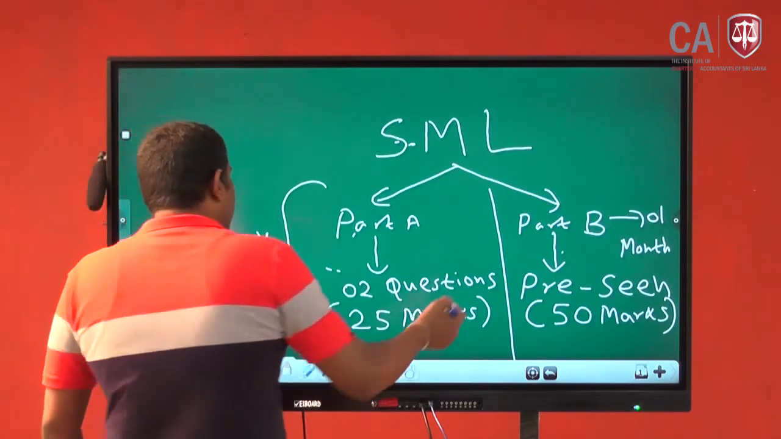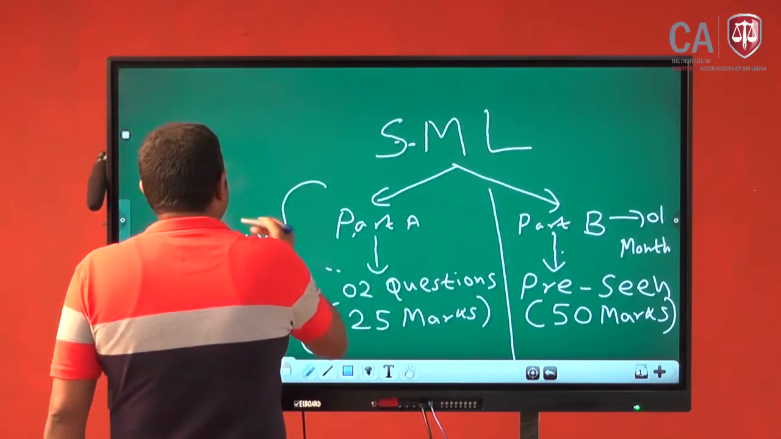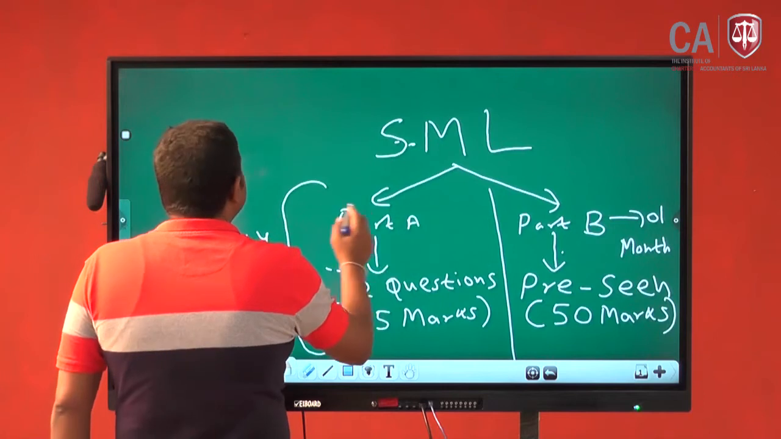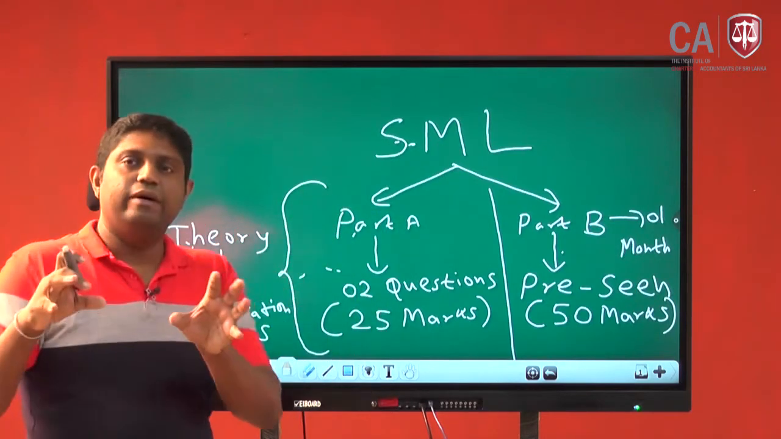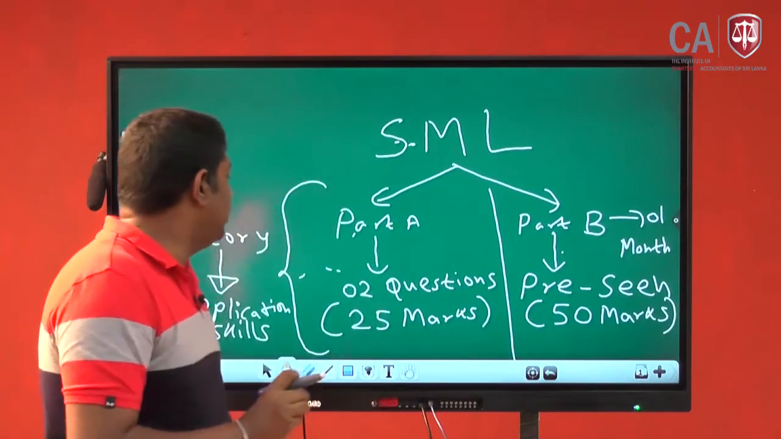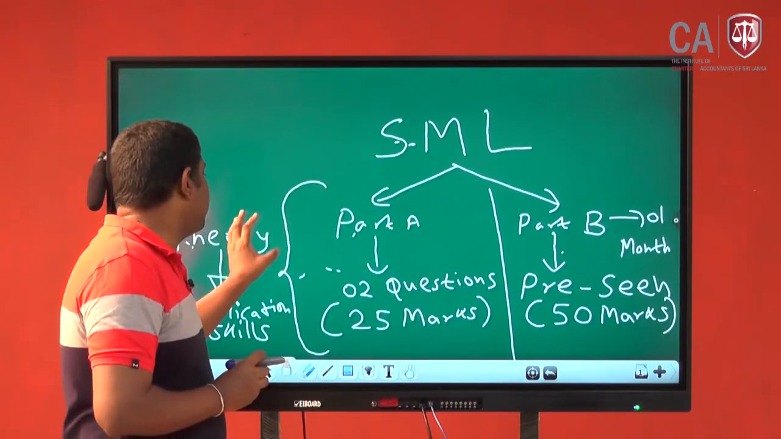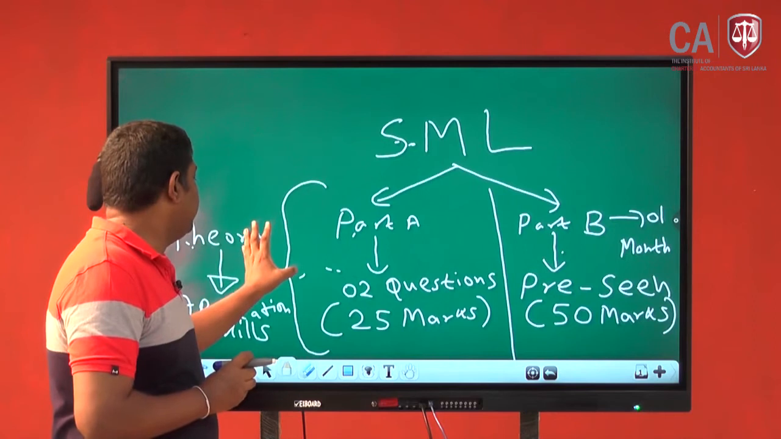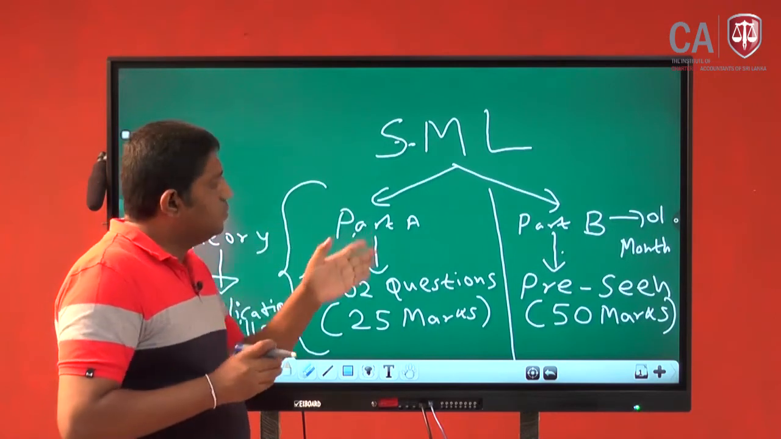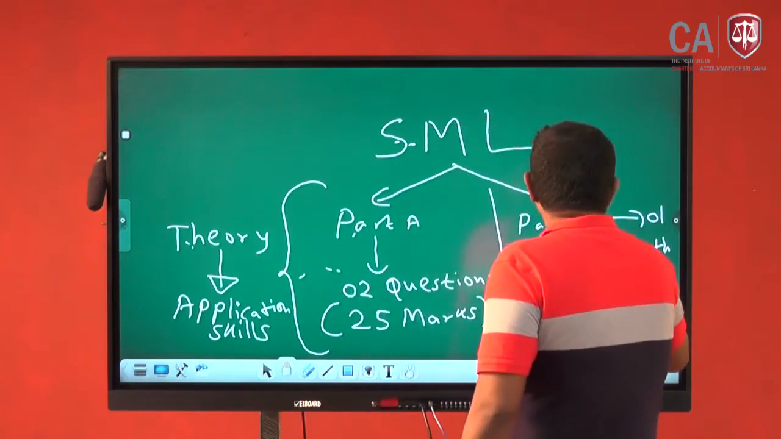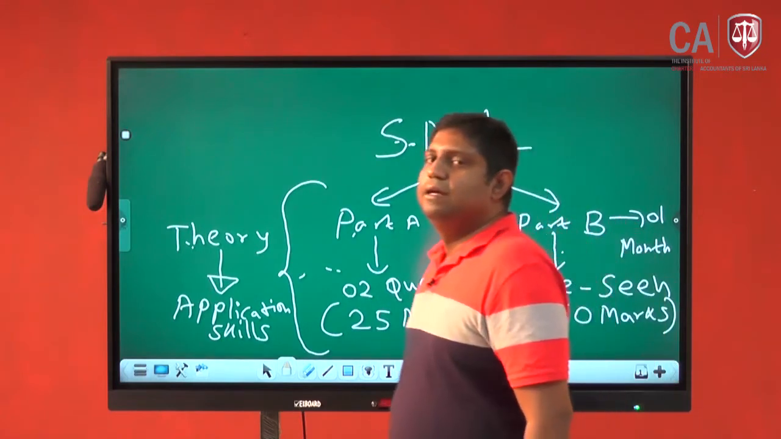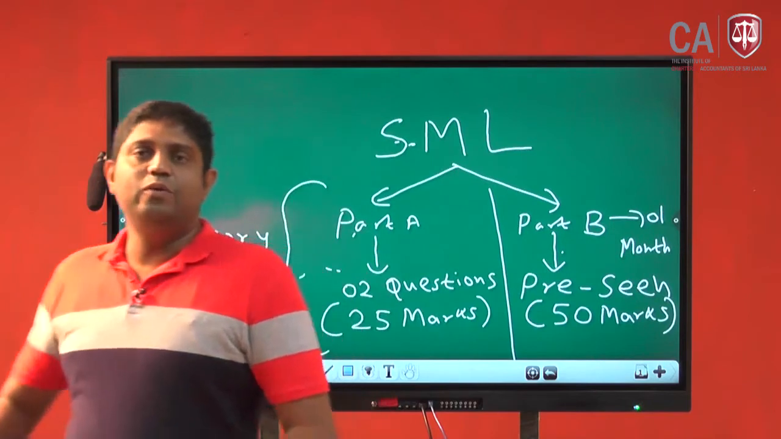So what you have to do is, this whole theory plus the required application skill should have been developed 1 month prior to the exam. Then, within the last 1 month period, you have to work with this Part B, you have to live with the pre-seen.